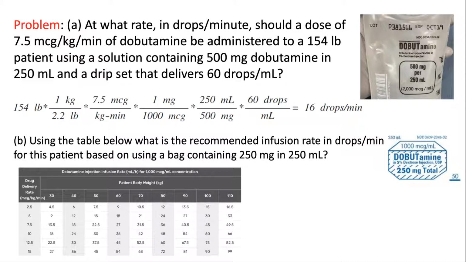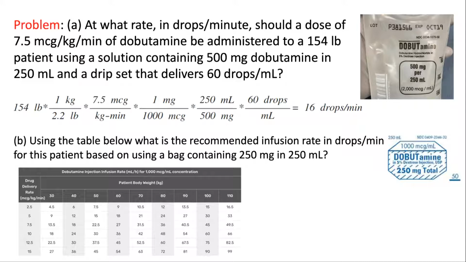A bag that has 250 milligrams in 250 milliliters. Well, 250 divided by 250 is 1. So that's what I'm saying. The bag we're using here has 250 milligrams and 250 mils, which means it's 1 milligram per mil. So this solution is the concentration of solution you can use to find dosing off of this table. So we can use this table.